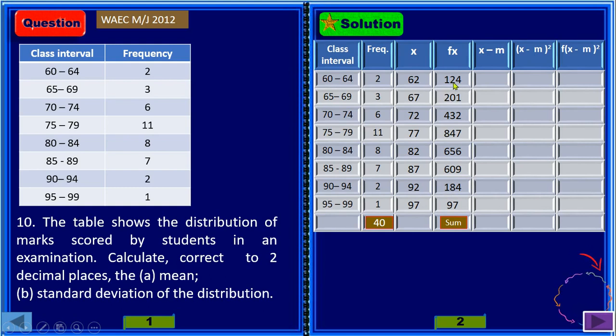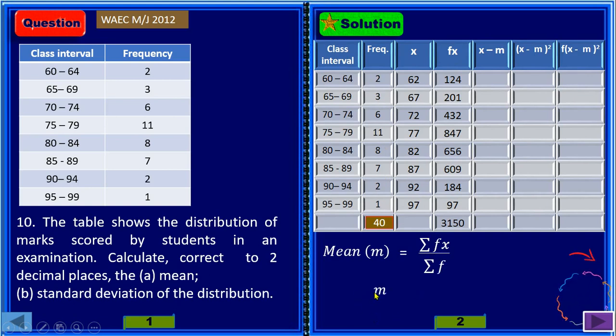Then we use a calculator to add all these numbers together. When we add these numbers down from 124 down to 97, the total will give us 3,150. Then using this and this, we are going to calculate the mean. The mean of the distribution is given by the summation of the product of frequency and the class center, divided by the summation of the frequency.